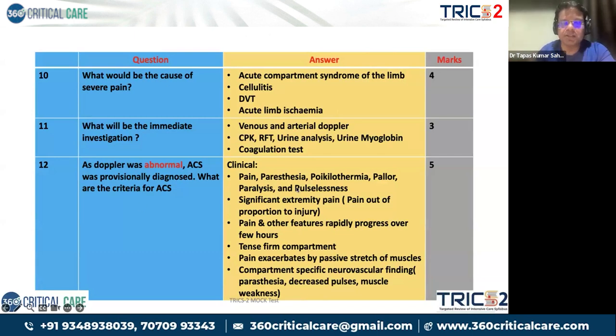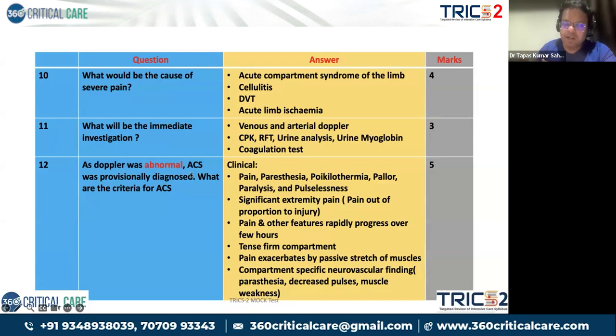What will be the immediate investigation? Venous and arterial Doppler. This should be the answer. Don't go here and there. This would be confusing to the examiner and you will also be confused. Then, what would be the next important investigation? Once you are talking about acute compartment syndrome, definitely the examiner would expect that you are thinking that my patient is now going into rhabdomyolysis or compartment syndrome leading to decreased perfusion and muscle damage. So, CPK, RFT, urine analysis, urine myoglobin, and coagulation tests. Definitely, if there is some hypercoagulability syndrome, you will get that from the coagulation test. If you answer these three things, you get full 3 marks.